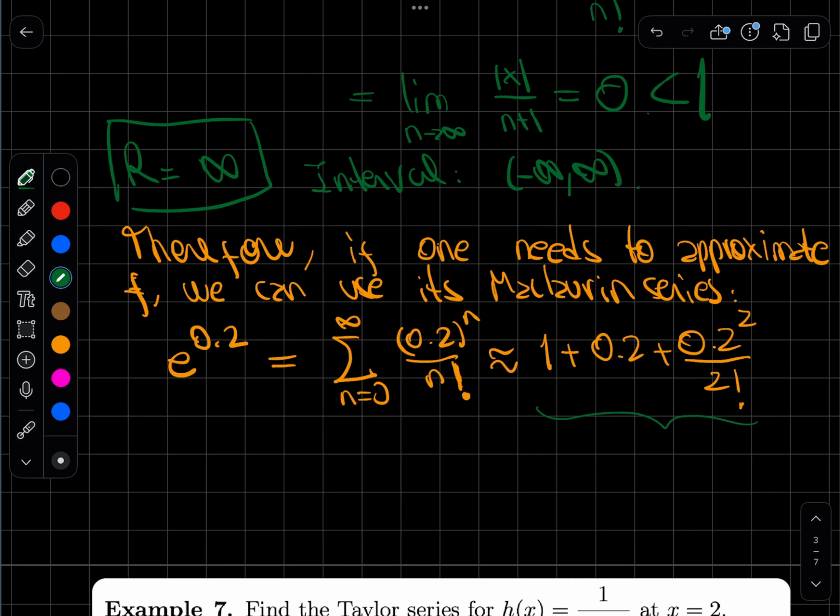And this would be using the Taylor polynomial of degree 2, because of the 2 here. Yeah. So I hope that makes a little bit of sense, connecting all of the concepts.